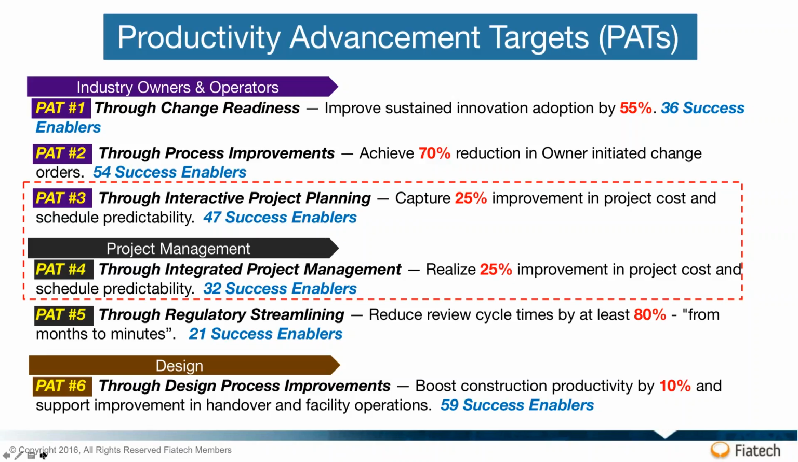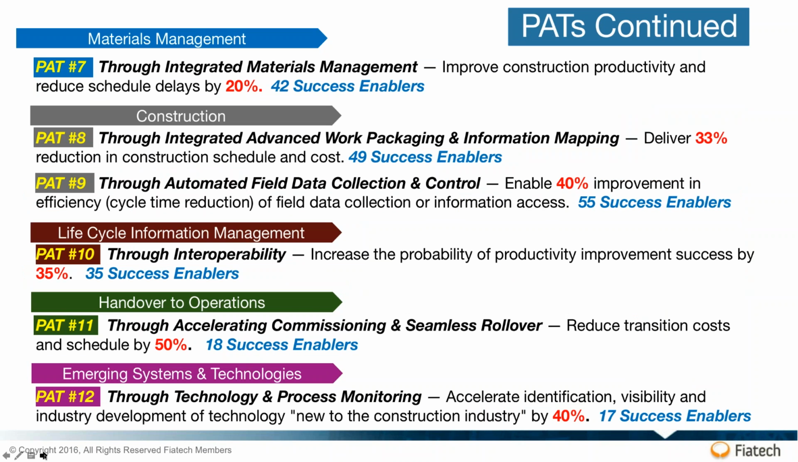So the best way to look at these percentages is they represent an aggregate impact on the entire capital project industry. So these are the remaining of the 12 productivity advancement targets. You can see that we go through into material management, construction, lifecycle information management, handover to operations, and emerging systems and technologies.